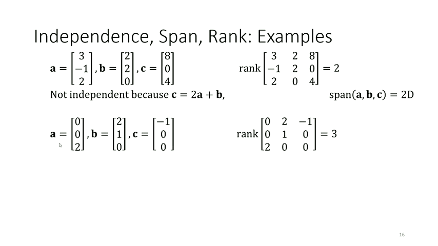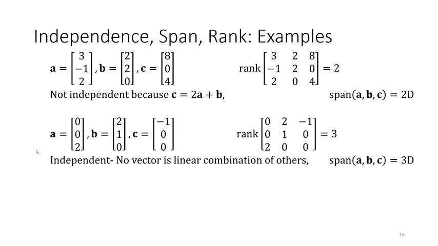How about this case? I changed C. Oh, well, everything has changed. A and B and C. And now the rank of the matrix is 3 here. That's because A, B, and C are independent. No vector is a linear combination of the other. So I cannot express C in terms of a linear combination of A and B. I cannot express B as a linear combination of A and C and so on. Okay, and so the span of ABC is 3 dimensions.